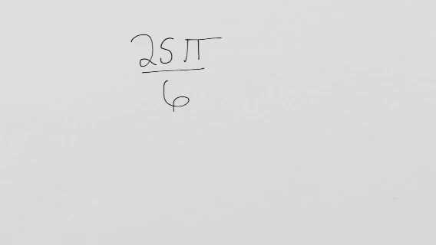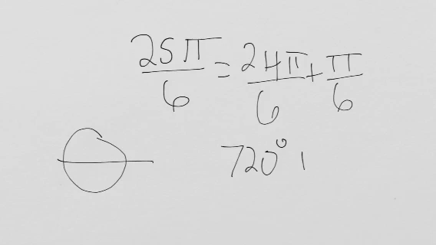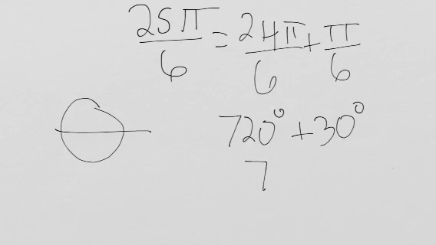Okay, next one, 25 pi over 6. Again, we say 6 pi over 6, 12 pi over 6, 18 pi over 6, 24 pi over 6. So we've gone around the circle twice for a total of 720 degrees. So this is 24 pi over 6 plus pi over 6. So the 24 pi over 6 is 720 degrees, and then we're going to add the additional 30 degrees. Pi over 6 is 180 divided by 6, which is 30. So then that'll combine to 750 degrees.